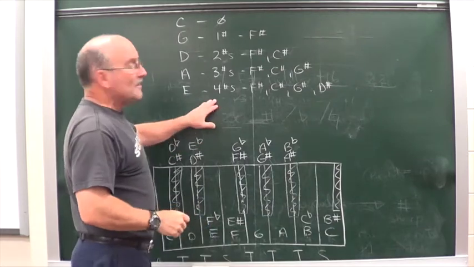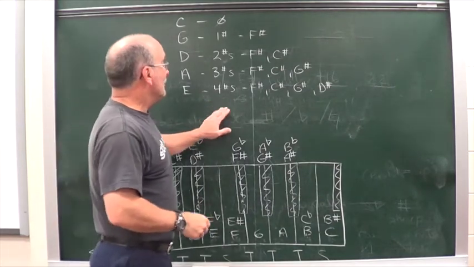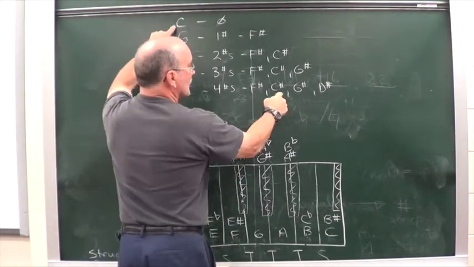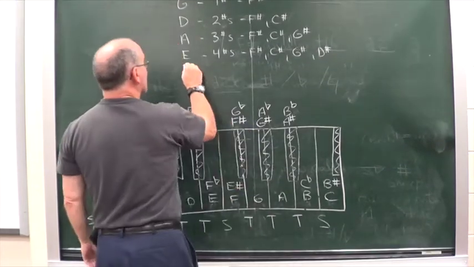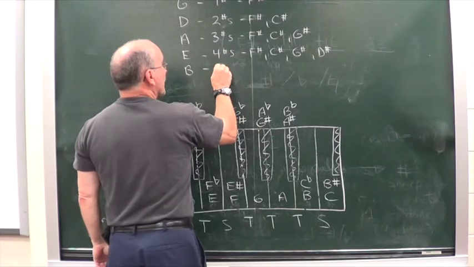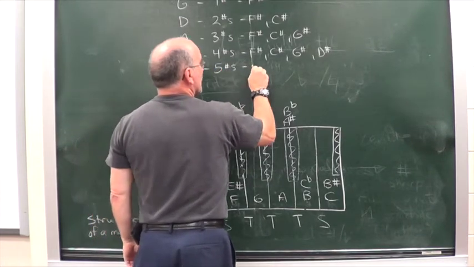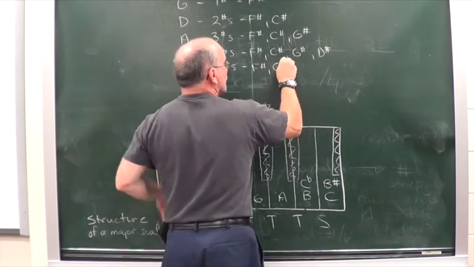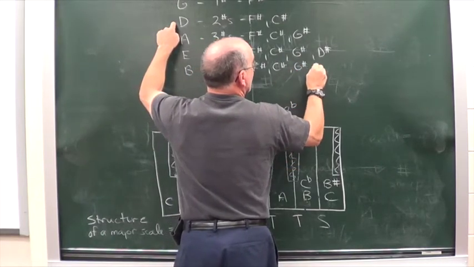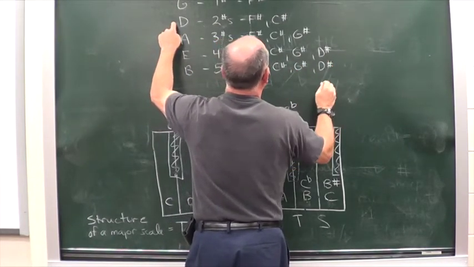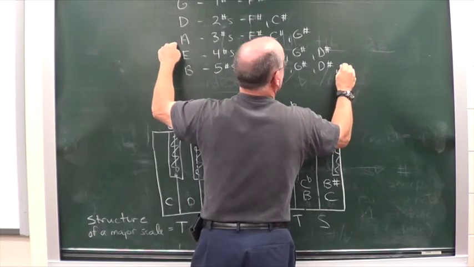By the way, do you start seeing a pattern here? Look at your key signature. C sharp, G sharp, D sharp. Again, it's not by chance that this occurred. B major has five sharps: F sharp, C sharp. Now I could look at my key signatures and know what the next one's going to be called. G sharp, D sharp. Okay, and A sharp.